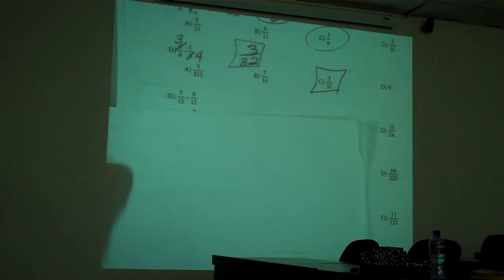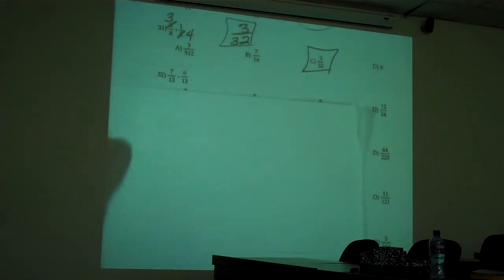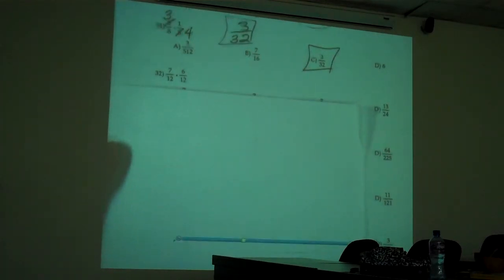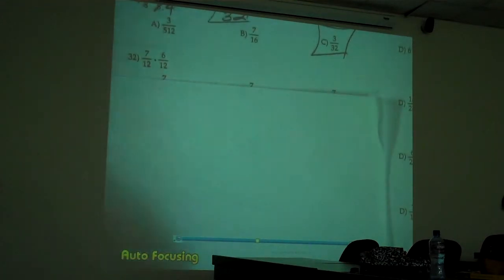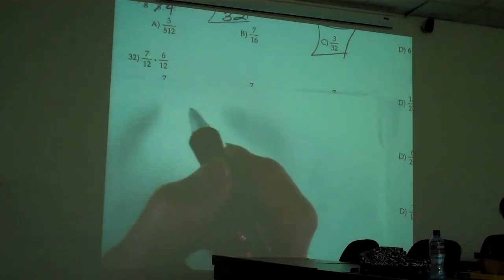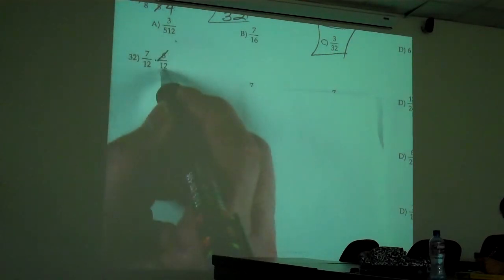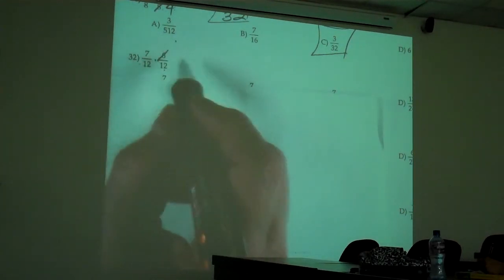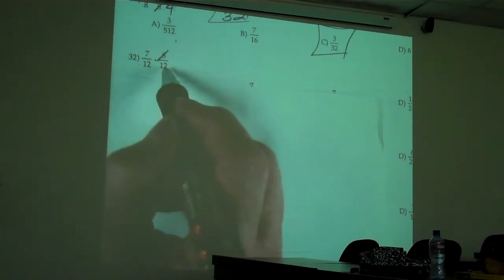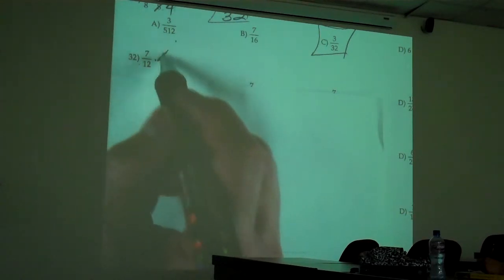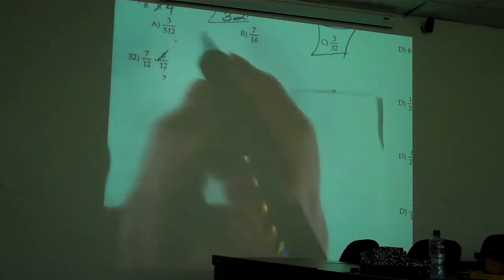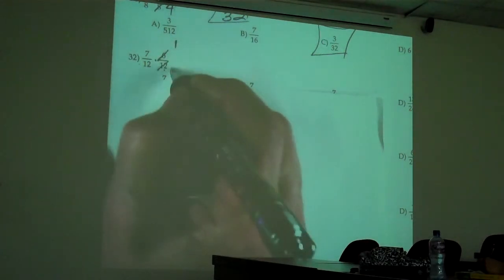Okay, 7 twelfths plus 6 twelfths. You can divide by 2, or by 6? Yeah, let's divide by 6. We could do the top and the bottom or the top and the side, as long as it's one of these bottom ones. They could be on the same fraction, okay? You could do 1 here and 2 here.